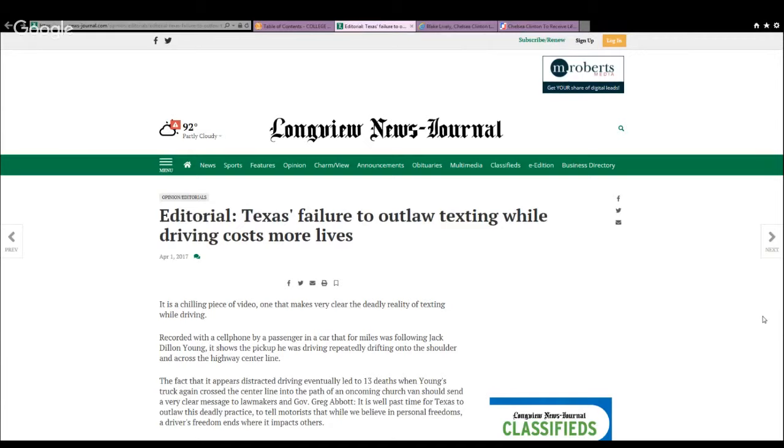So, right away, you should be able to tell this is a very different type of article because it's including these opinionated statements that have very loaded words. Remember, we had talked about how words have denotations and connotations, whereas denotations are the words' meanings, the definitions. The connotations are all of the ideas and feelings that we associate with the word. So this is using loaded language such as chilling, deadly, impacts. So words that have strong and negative connotations. And even though it does contain factual information here, the fact that it appears distracted driving eventually led to 13 deaths, it's presented in a way that is meant to be persuasive.